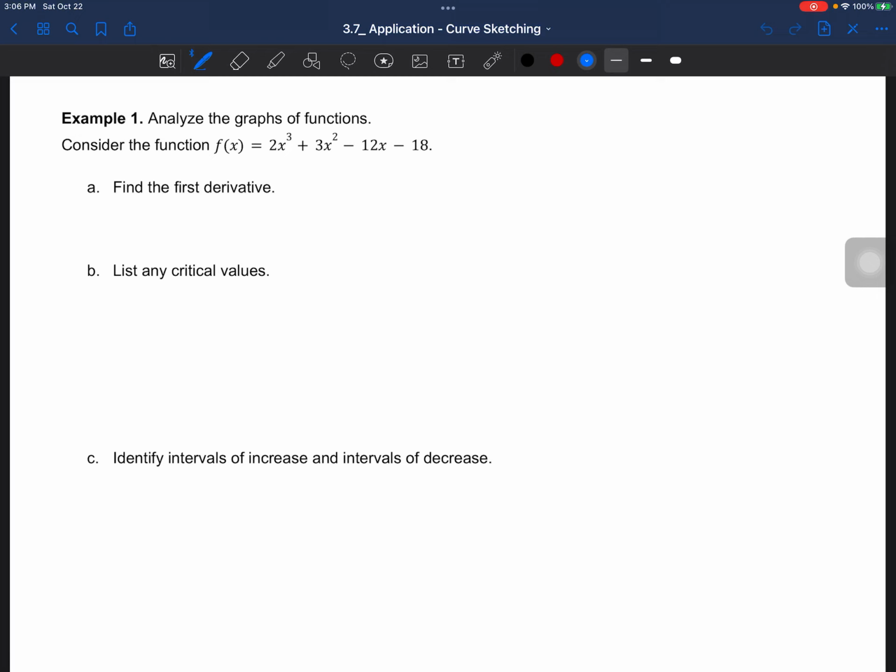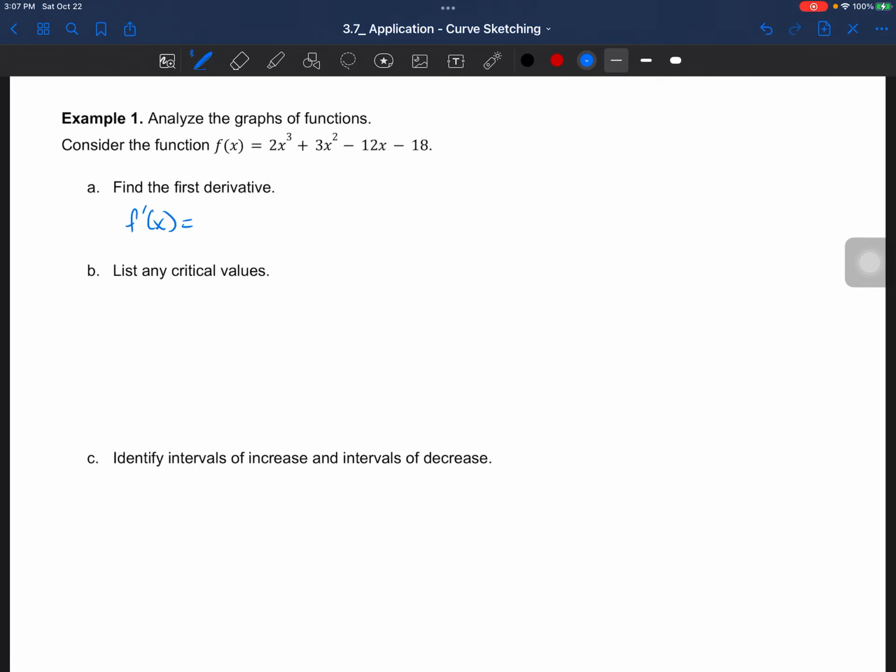All right, so let's try example number 1. We have a list of items that we're looking for, so we're going to go through every single item. The function is given: 2x cubed plus 2x squared minus 12x minus 18. The goal is for us to analyze the function and then sketch it later on.